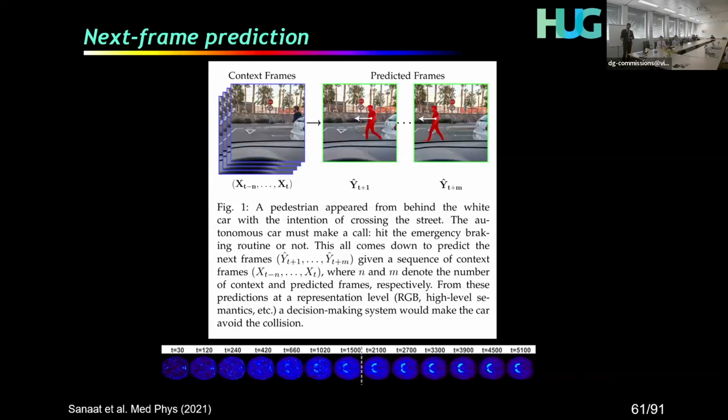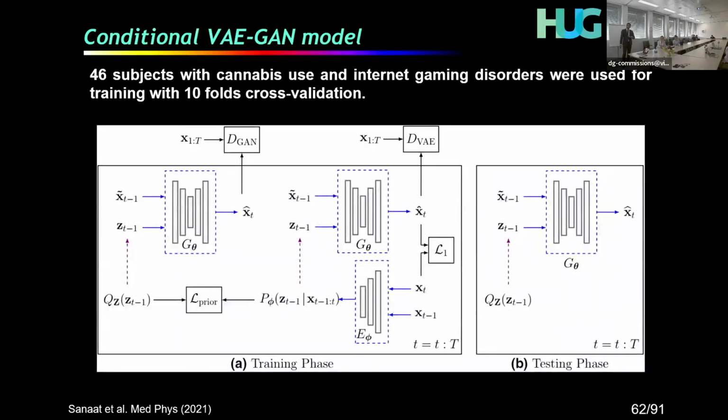So basically, we want to use a portion of the data and then predict the future from their initial frames. We used a conditional variational autoencoder GAN model, and we trained it on 46 subjects with cannabis use disorder and internet gaming disorder, and we did a 10-fold cross-validation.